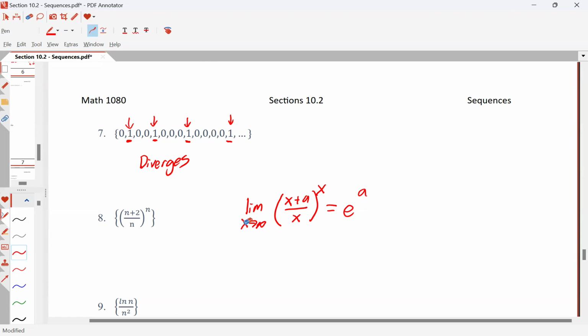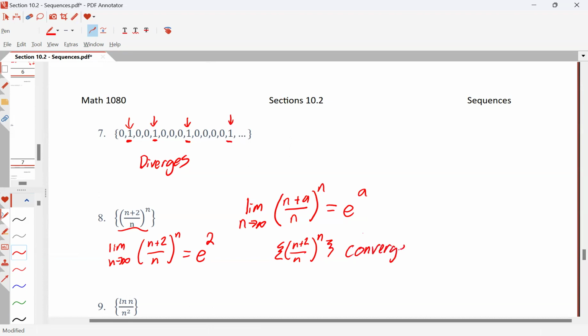So if I switch all these x's out for n's, we have the same exact form. So the limit as n goes to infinity of (n plus 2 over n) all to the n is equal to e squared. Therefore, the sequence (n plus 2 over n) to the n converges to e squared.